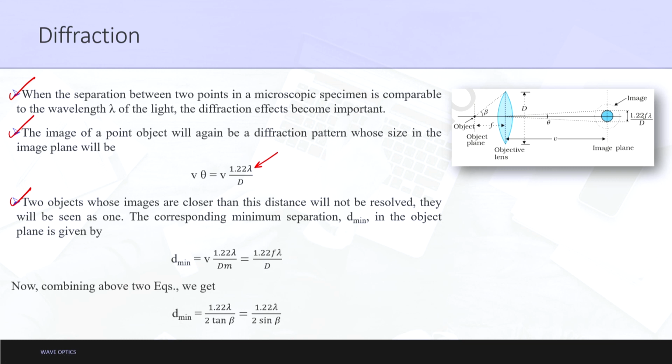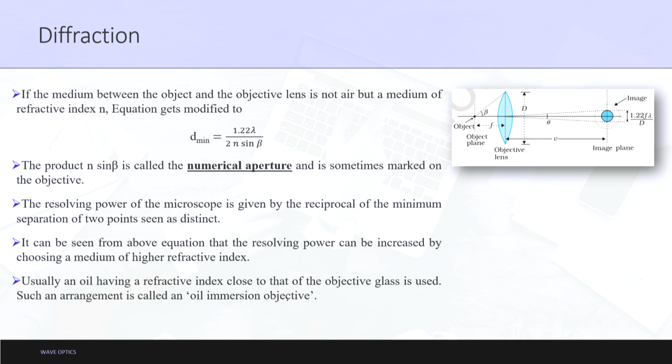Okay. Now combining the above two equations, we get 1.22 lambda by 2d is equal to 1.22 lambda by 2 sin beta. So from the above case scenario we got tan beta, and from this case scenario we can get 1.22 lambda by 2 sin beta. Therefore, if the medium between the object and the objective lens is not air, just assuming, as in the ideal case air is always there, but even if it is not air, then we can find the value of d min by modifying the formula by writing a value of n here. So if the medium between the object and the objective lens is a medium of refractive index n, then the equation gets modified to d min is equal to 1.22 lambda upon 2n sin beta.